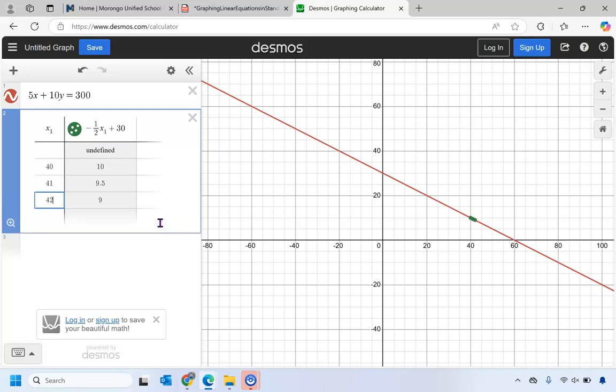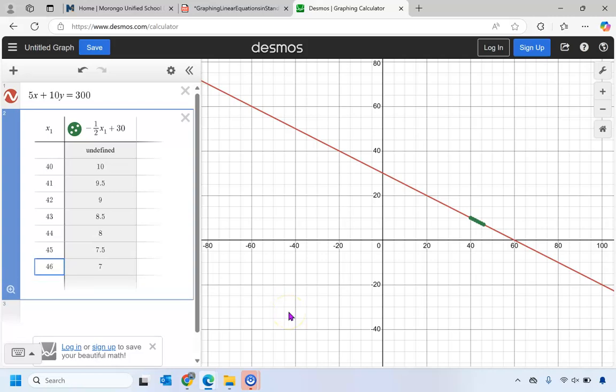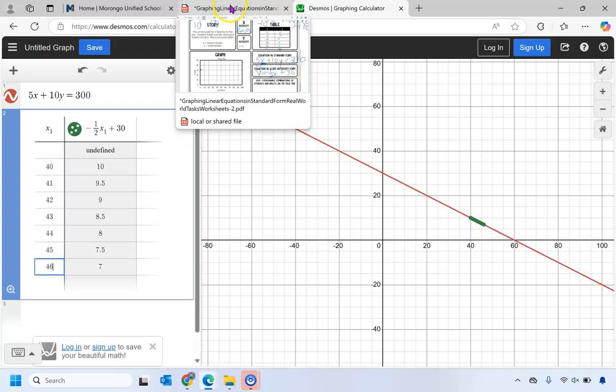But if 42 kids went, then 9 adults could go. That could work. So it seems like the odd numbers don't work, but the even numbers do. So all of these are different scenarios that would work. 44 students, 8 adults. Not 45, because 7 and a half is half of an adult, right? But 46, and then 7 adults. So just pick 3 of those, all right?